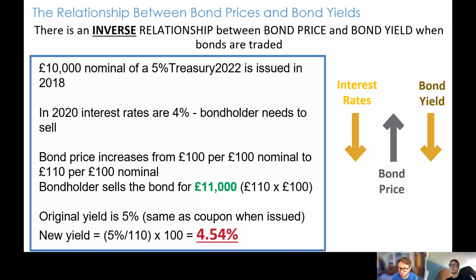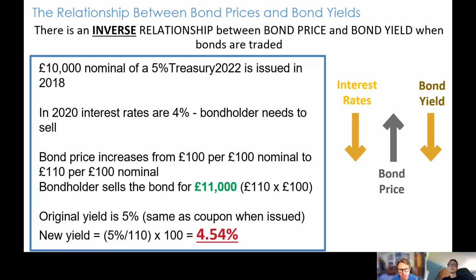Now, the original yield when the bond was issued would have been the same as the coupon, so it would have been 5%. But in this case, if we use that calculation of taking our coupon and dividing it by our bond price, we have our 5 divided by the 110, times by 100. That now gives us a yield of 4.54%. So it's no longer the same as that coupon rate of 5%. Our yield, or our return, is going to be 4.54%.